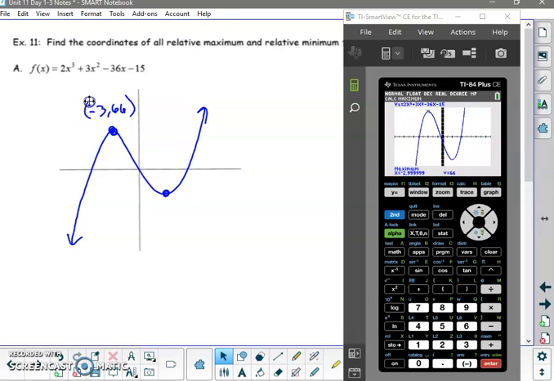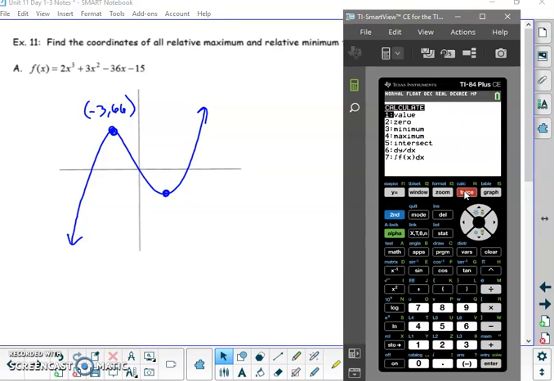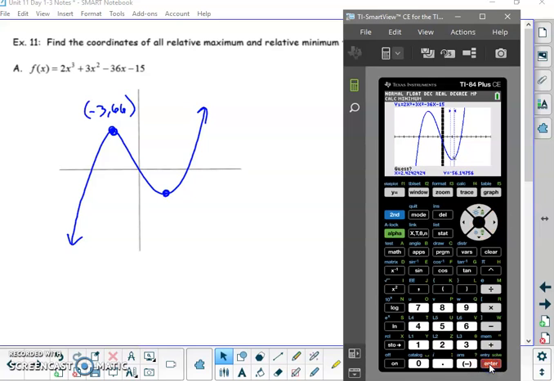To find our relative minimum, what we're going to do is second calc, minimum. So we'll go 3. It's going to say left bound, so I've got to get it over there a little closer. Anywhere to the left of it, hit enter. Right bound, to the right of it, hit enter. And back, hit enter. So this is 2, negative 59.